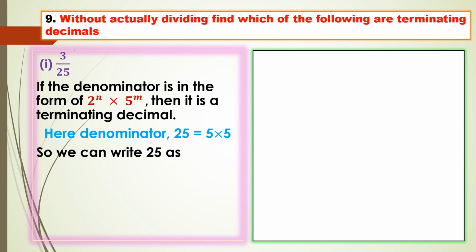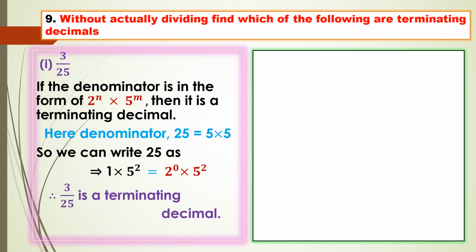Our denominator is 5 power 2. 5 power 2 means I can write 5 power 2 into 2 power 0. No other number should be there, only 5, 2, or either 5, either 2. So it is a terminating decimal.